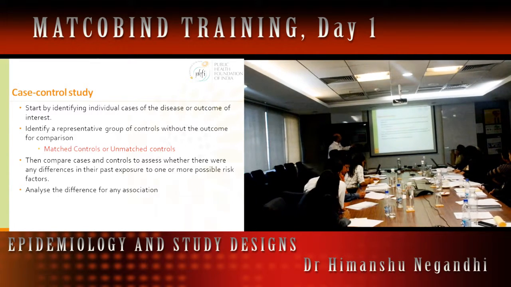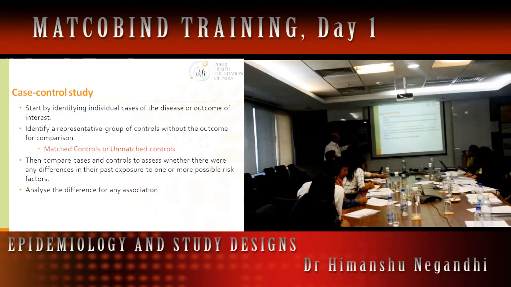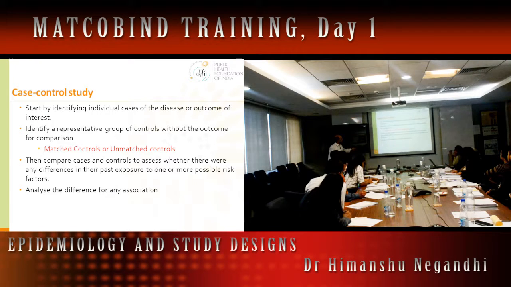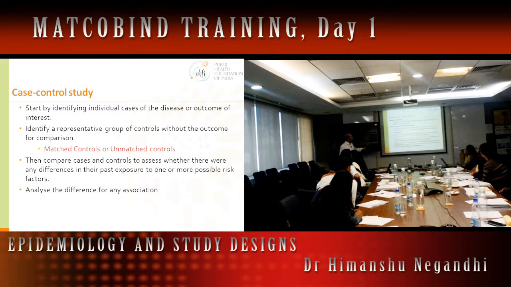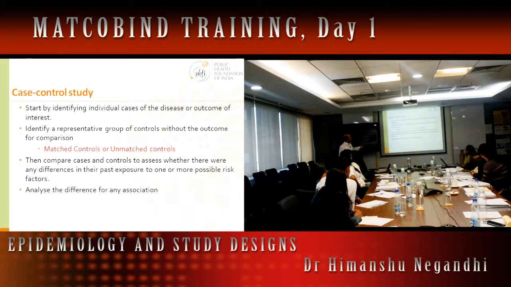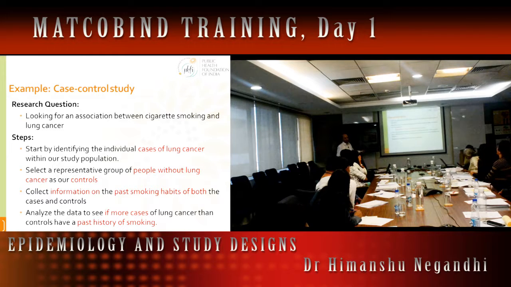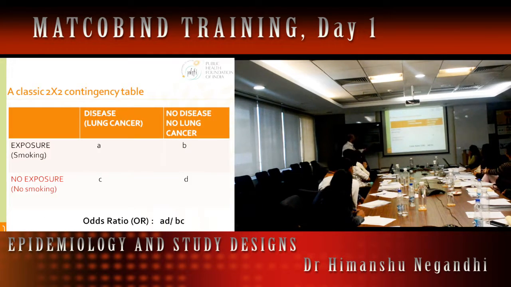And what we do after that, now understand we have controls for all these cases. They are either matched controls or unmatched controls. And then you compare cases and controls to assess any differences in past exposure. So you have cases here, you have controls here, you ask them questions and you compare what the results are. You compare cases and controls and look for differences in past exposure and analyze any association. And this association could be analyzed in the form of an odds ratio.